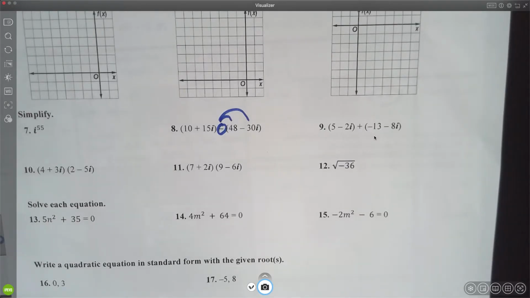Okay, distribute the negative. Write it out. It's -38 plus 45i.